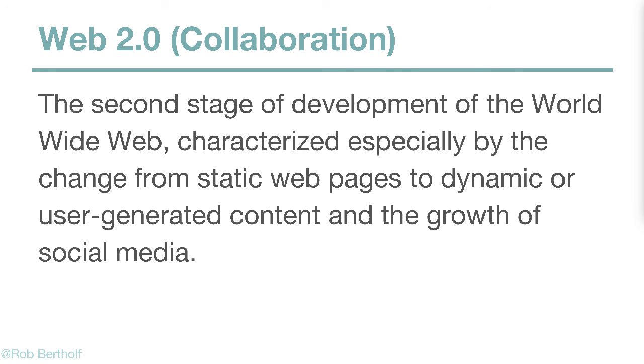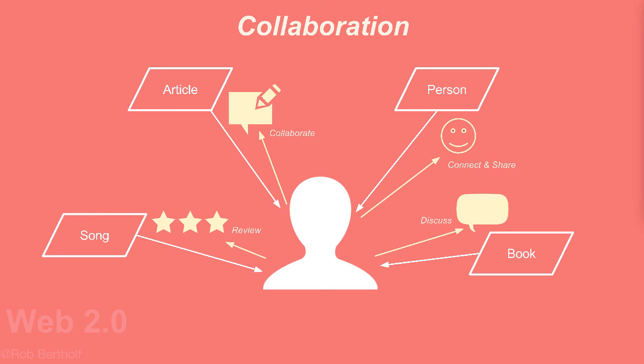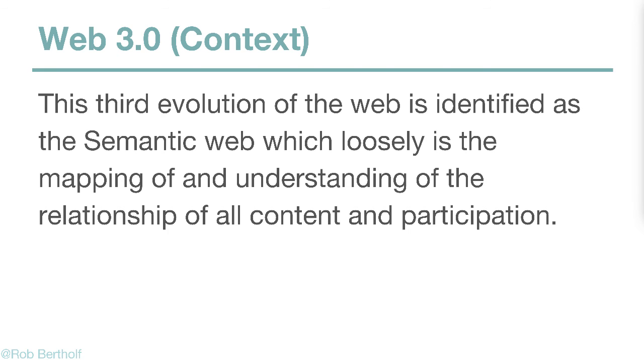Web 2.0 is really the second stage of development of the web that allowed for more interaction. This is where user-generated content through social media, etc., really started to grow the web that we know now. So now we have collaboration. Same entities, same objects exist, but now for that article, we can collaborate on it. That song, we can review it. The book, we can discuss it. So there's a lot more value and traction since Web 2.0.